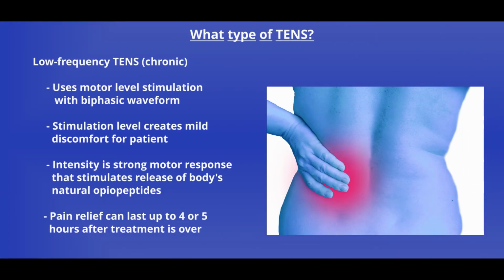The primary waveform chosen for low-frequency TENS is the biphasic. For this protocol, we're looking for a motor level stimulation and a twitch response in the muscle. The belief is that this uncomfortable stimulus will trigger the body to release its own natural opiopeptides. The major benefit of low-frequency TENS is that pain relief can last several hours after the treatment is concluded. Typically, low-frequency TENS is only used for chronic pain management.